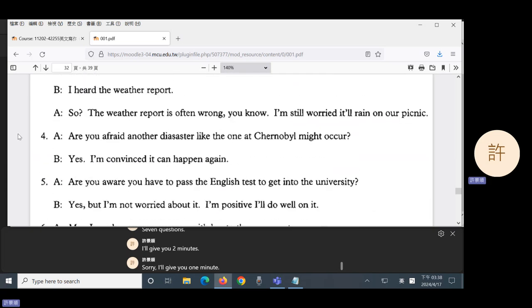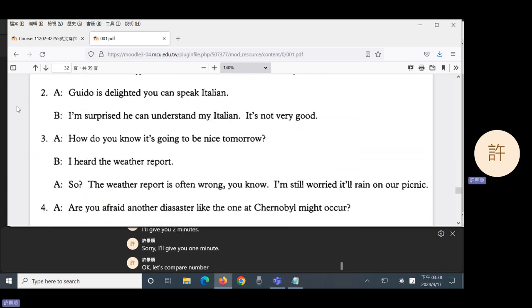Okay, let's compare. Number two, Guido is delighted that you can speak Italian. B, I'm surprised that he can understand my Italian. It's not very good. Number three, how do you know that it's going to be nice tomorrow? B, I heard the weather report.